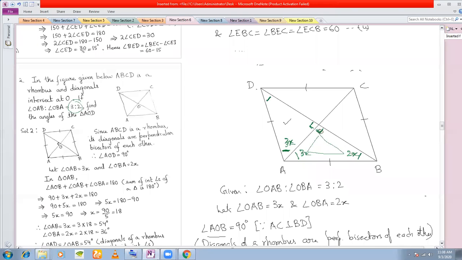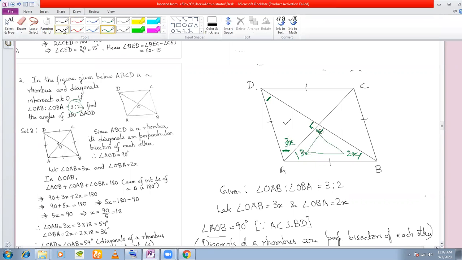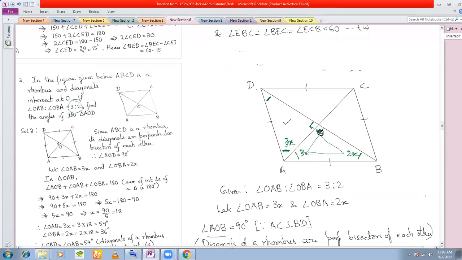Now, how to find out this angle? There are many ways of finding. You can use adjacent angles. So what's the name of the point where both diagonals are bisecting each other? What's the name of that? O, yes, this is O. So DOA and AOB are congruent.